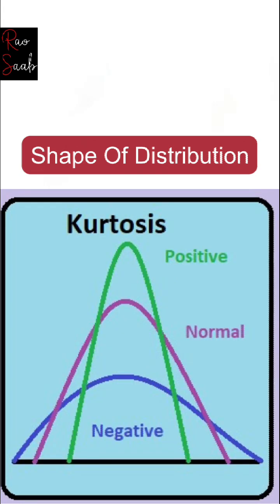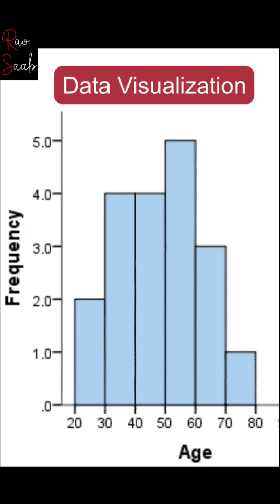Coming to kurtosis, it measures how heavy the tails of the distribution are, indicating the presence of extreme values. High kurtosis means more outliers, low kurtosis means fewer extreme observations. The fourth main part is data visualization. It plays a crucial role in descriptive statistics because people can understand patterns better visually than numerically.